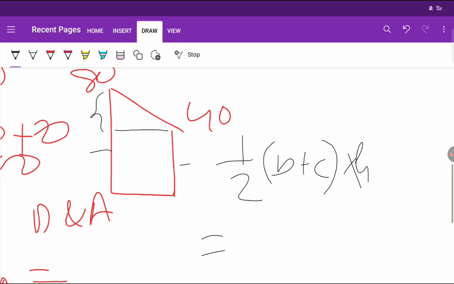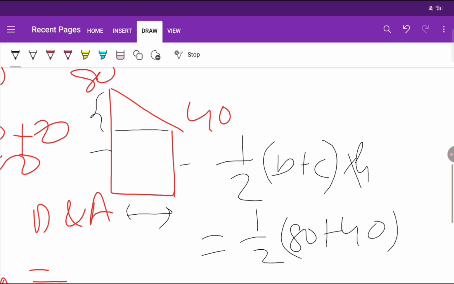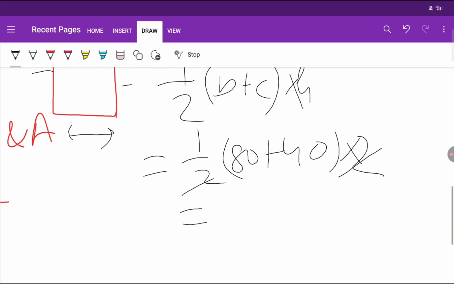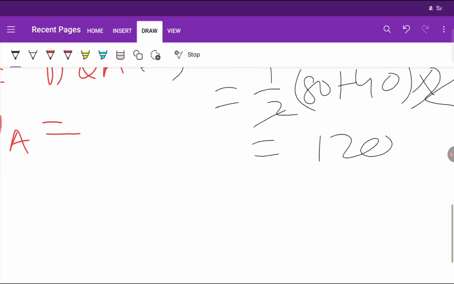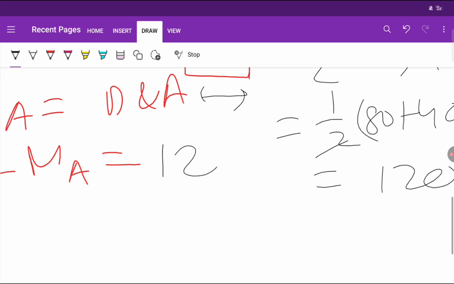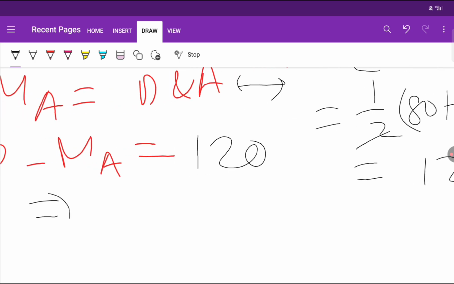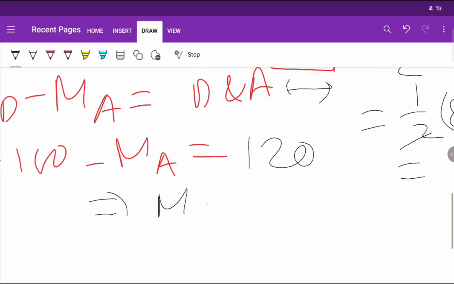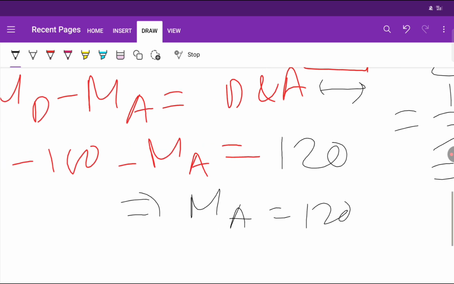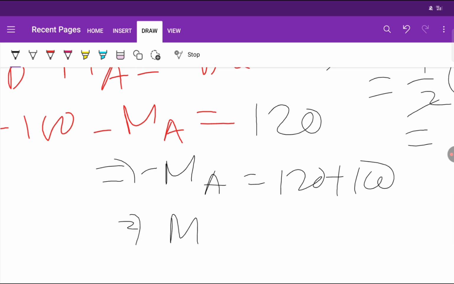There is a formula for the trapezium, right? So half into (80 plus 40) into this distance, which is 2. The 2 cancels, leaving 80 plus 40, that is 120. So we have only 120. So here 100 MA is equal to 120 plus 100, okay? There is a minus. So MA is equal to minus 220.